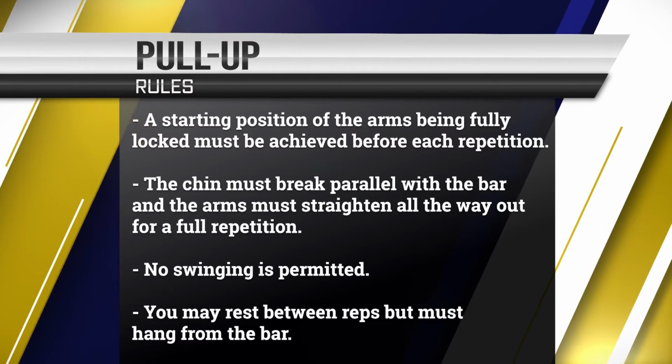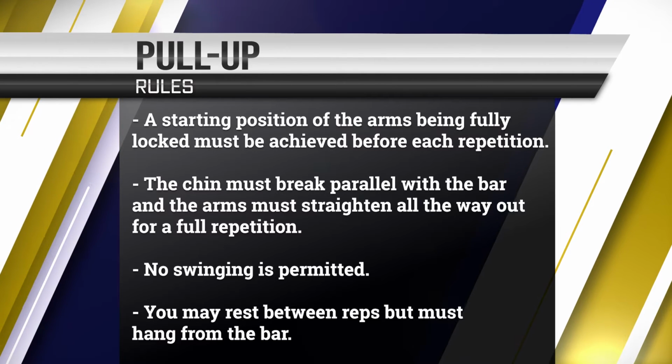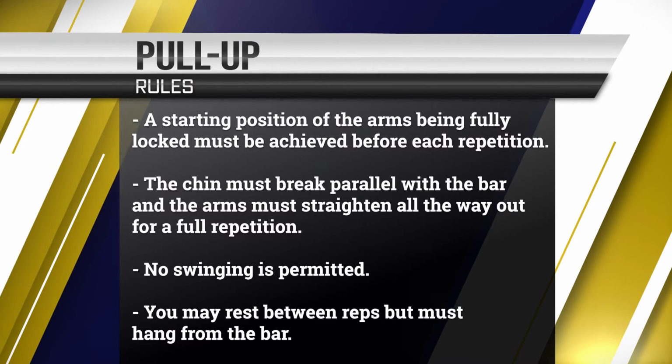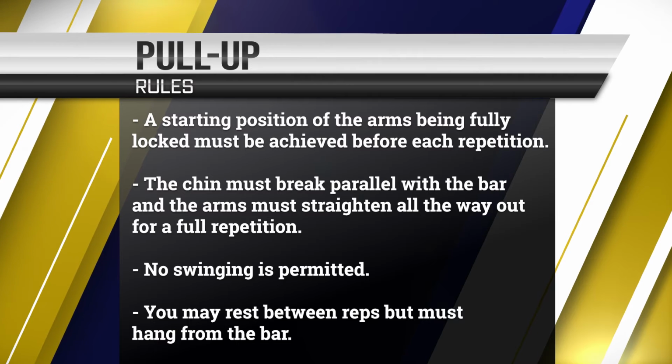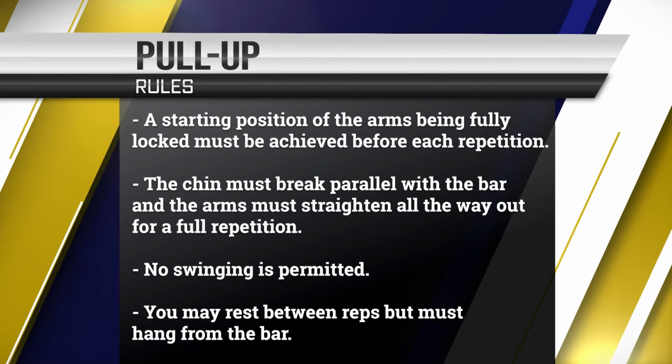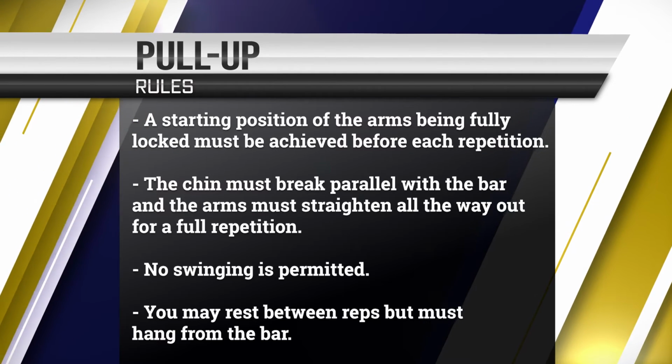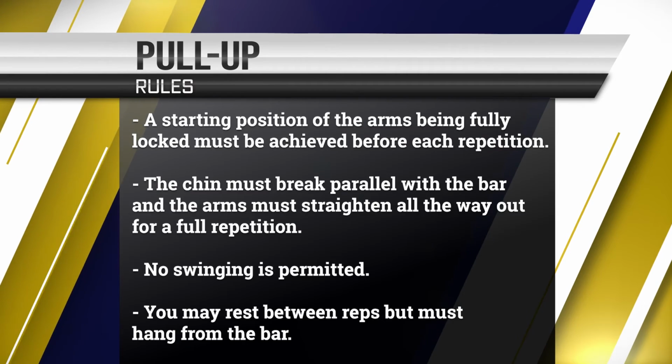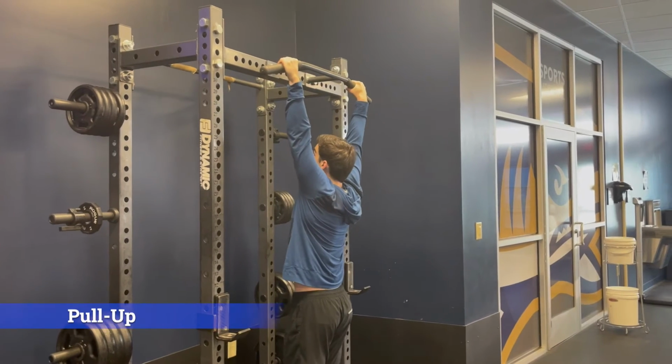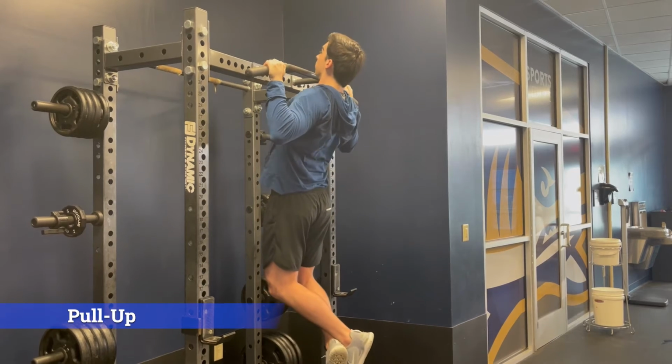For pull-ups, a starting position of the arms being fully locked must be achieved before each rep. The chin must break parallel with the bar, and the arms must straighten out all the way for a full repetition. There's no swinging, and you may rest between reps, but you must hang from the bar. Here's an example of a complete pull-up.